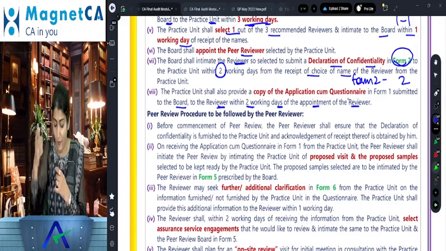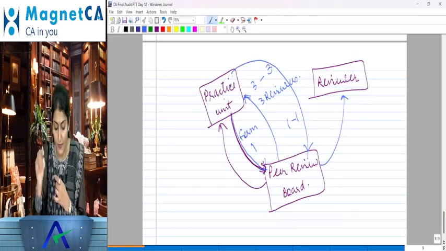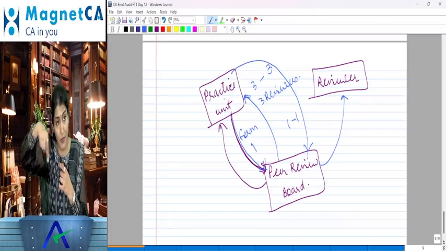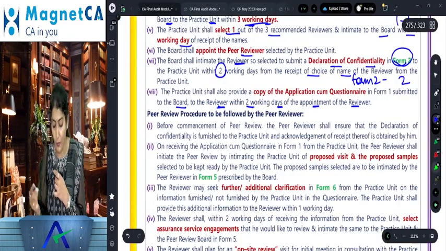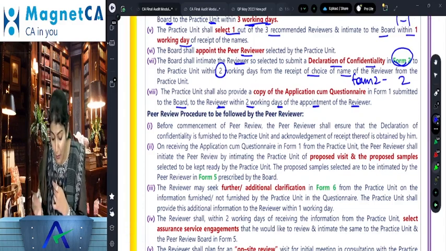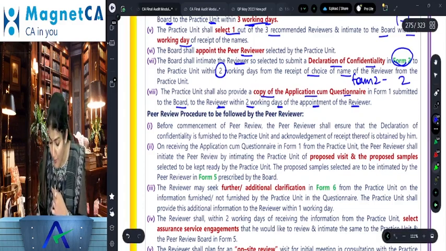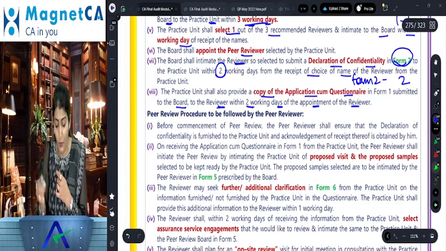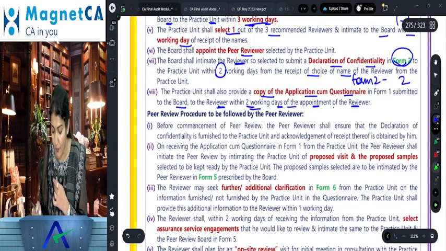Right, so they have received the choice. Out of the 3, the practice unit has selected 1. So that 1 will be appointed as the reviewer. Then the reviewer has to give the declaration of confidentiality within 2 working days. And the practice unit will also provide a copy of the questionnaire to the reviewer within 2 working days of the appointment of the reviewer.